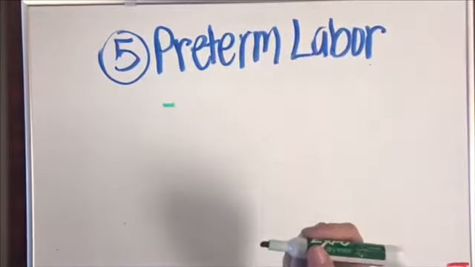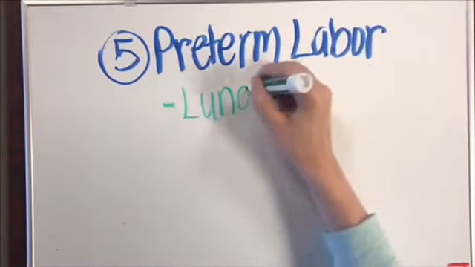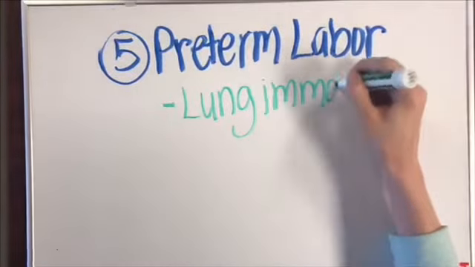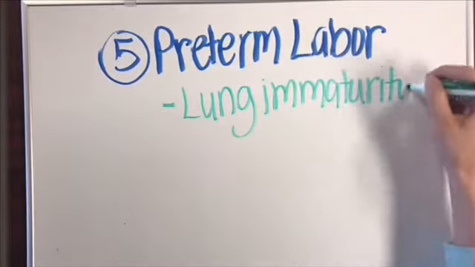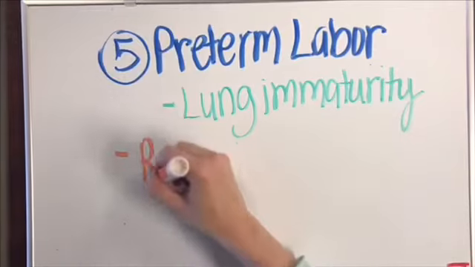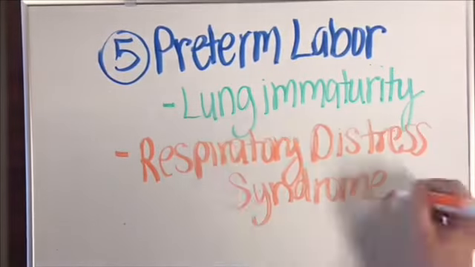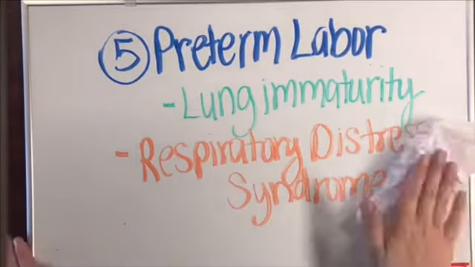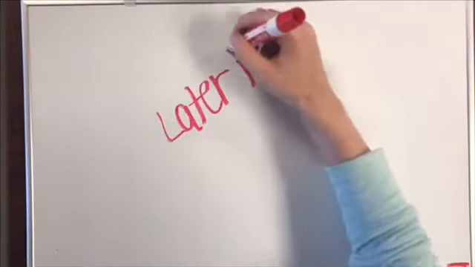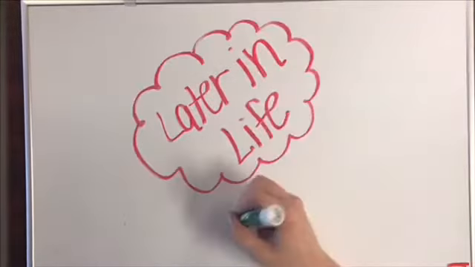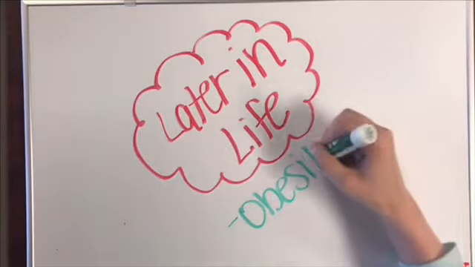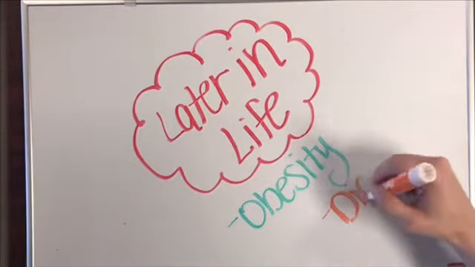Preterm labor can cause many organs to be immature, like lung immaturity. Because of lung immaturity, the baby can also experience other complications such as respiratory distress syndrome. Because of gestational diabetes, the baby later in life is more likely to become obese and have diabetes.